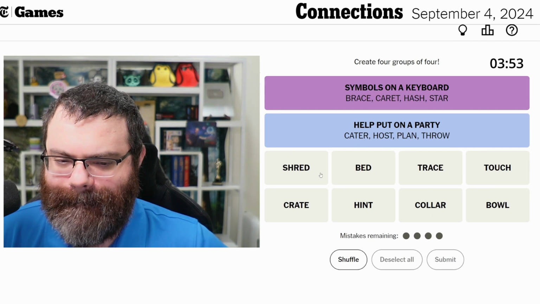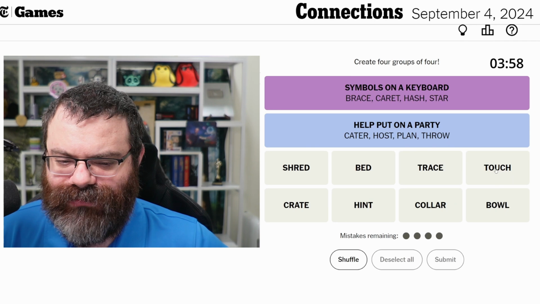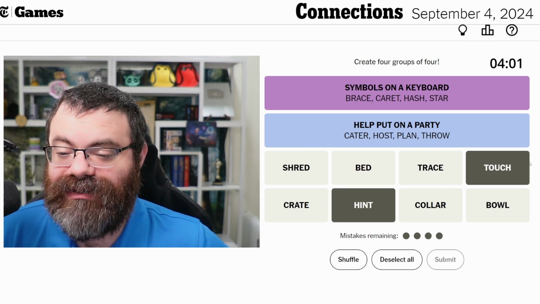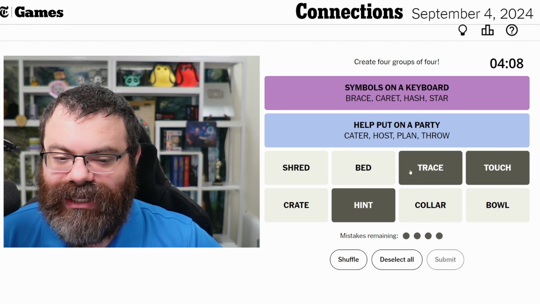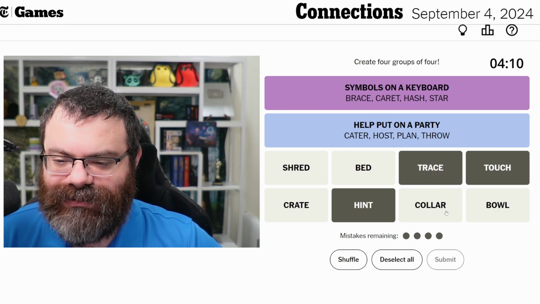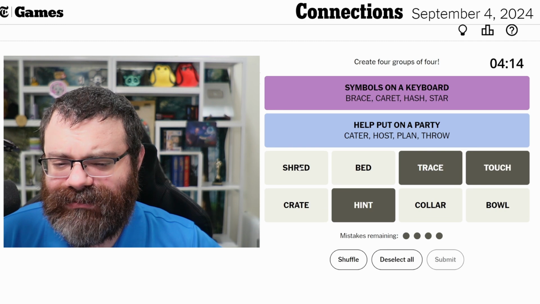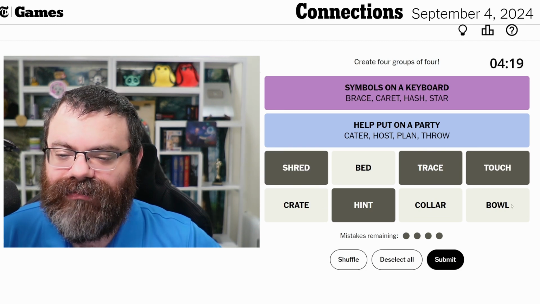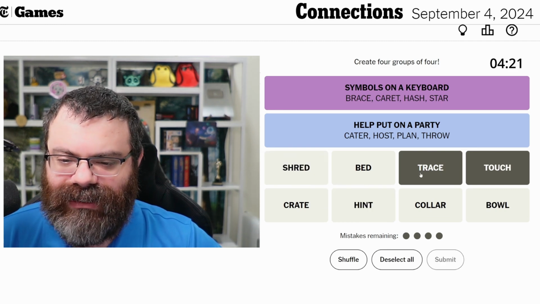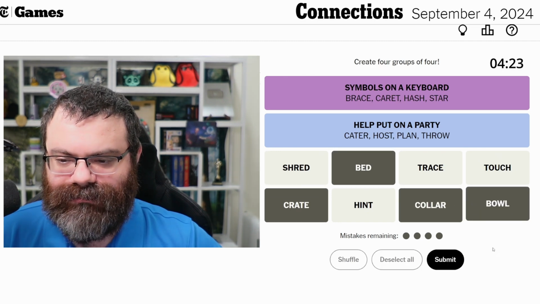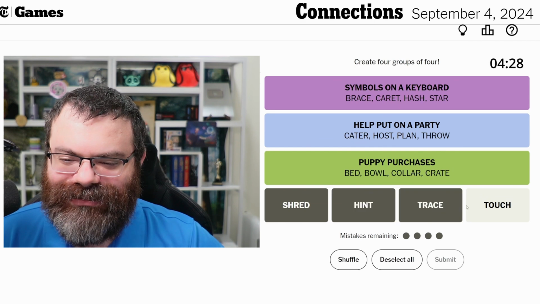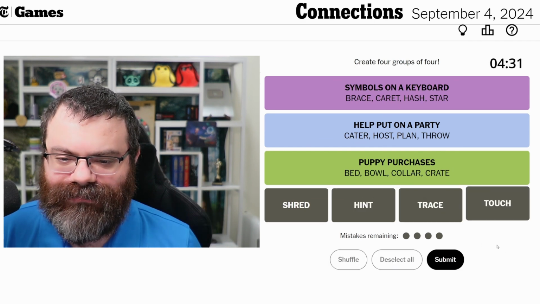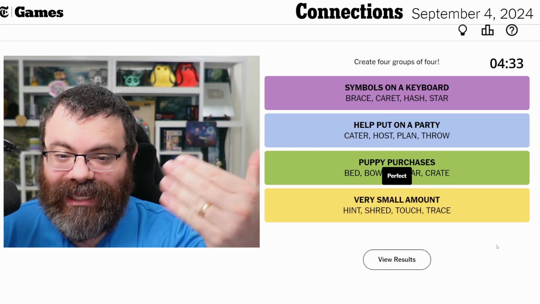Shred. Okay, so trace and touch are probably split up. So a touch, a hint, like a small amount of something, like you put in a touch of salt, a hint of salt. Actually, I don't see a trace. Okay, trace is a small amount. What's the other small amount? Shred? Okay, yeah, crate, bed, collar, and bowl are dog paraphernalia. I think that's going to be the green. Yes, puppy purchases. And then shred, hint, trace, and touch is just a small amount of something. Nice. Perfect and reverse rainbow.